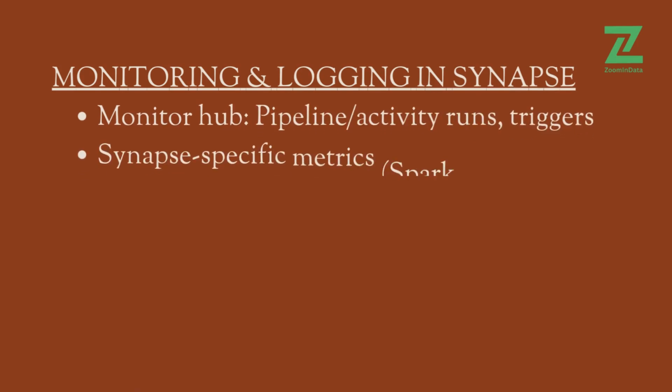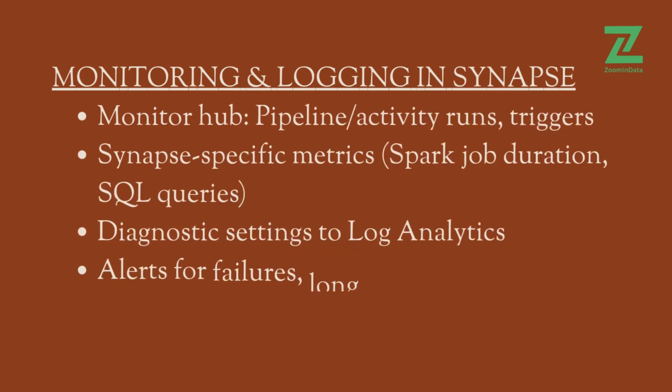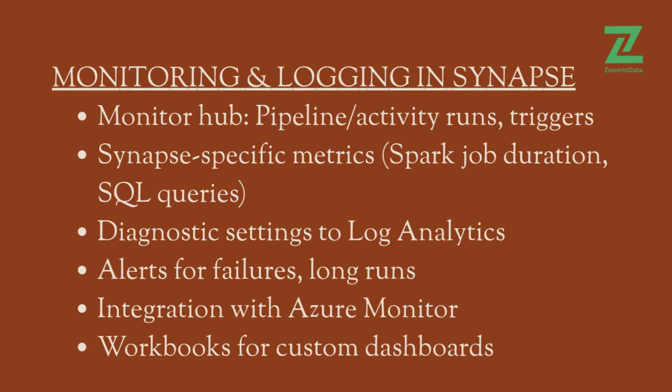Monitoring in Synapse includes the Monitor Hub for tracking pipeline and activity runs, plus triggers. Synapse adds specific metrics like Spark job durations and SQL query performance. Configure diagnostic settings to send logs to Log Analytics for querying. Set up alerts for failures or excessively long runs. Integrate fully with Azure Monitor, and build custom workbooks for tailored dashboards showing pipeline health and resource usage.